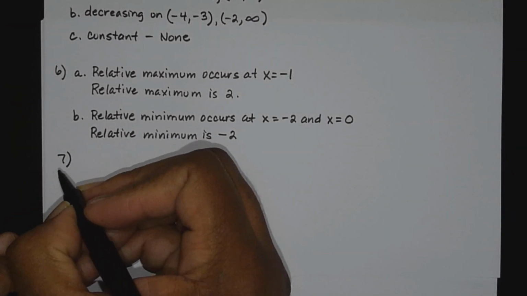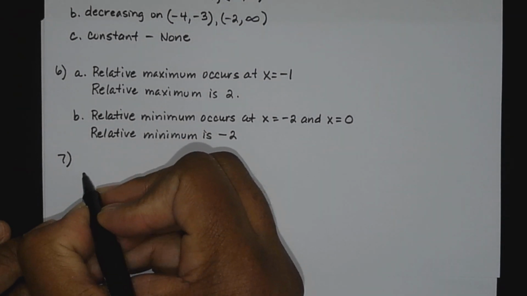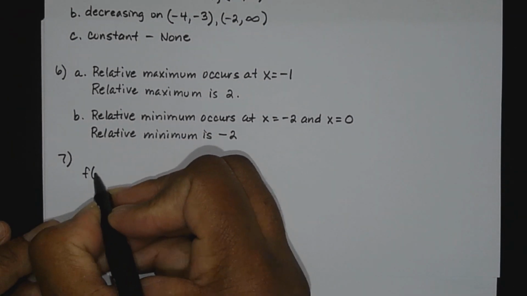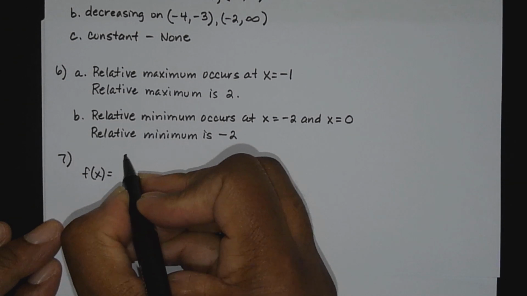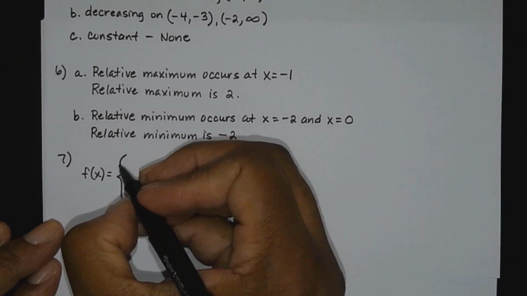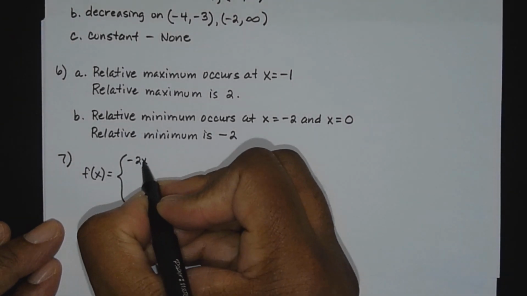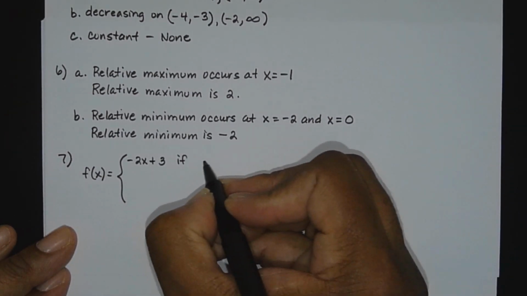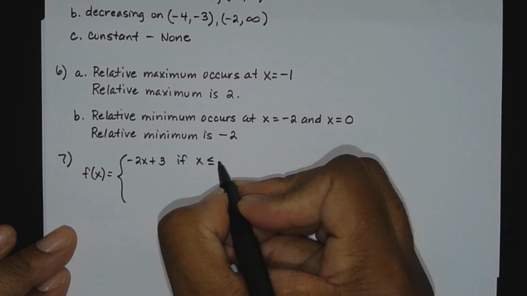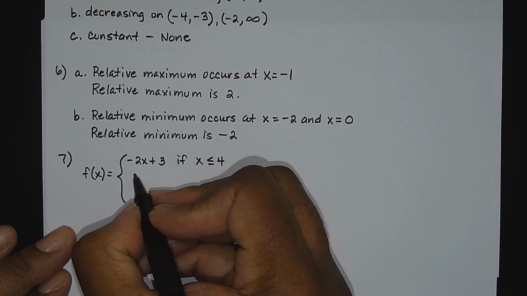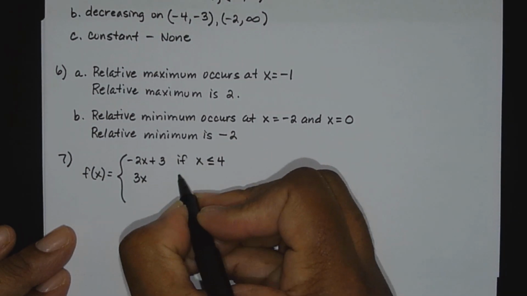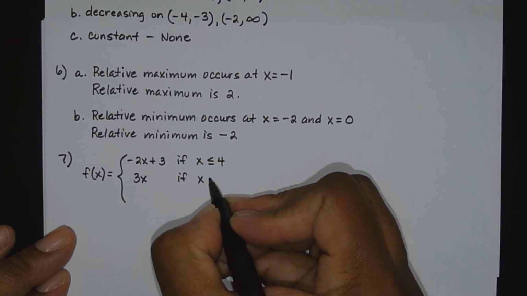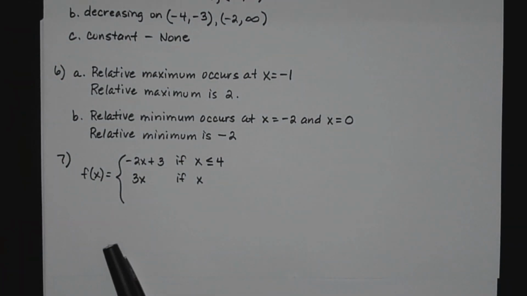Right, number 7. Here you have a piecewise function, f of x is equal to, now here we use -2x plus 3 only if your x value is less than or equal to 4. We only use the 3x if the x value is between -4 and 7.